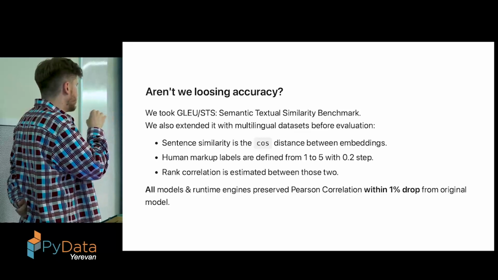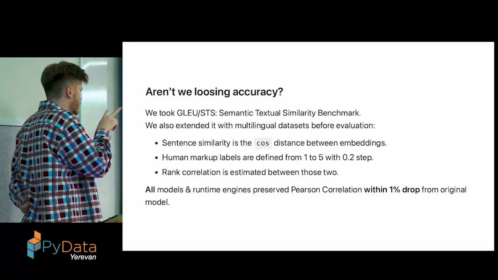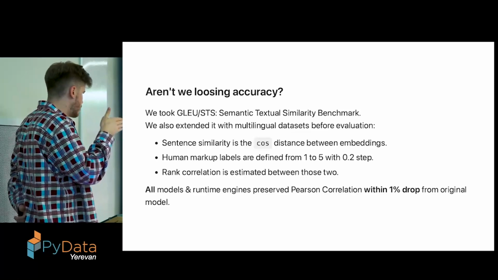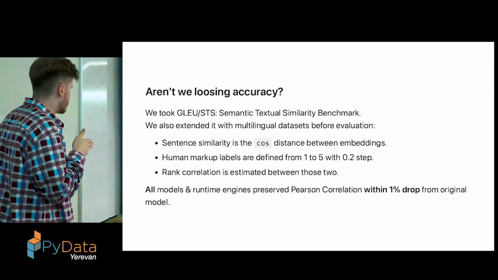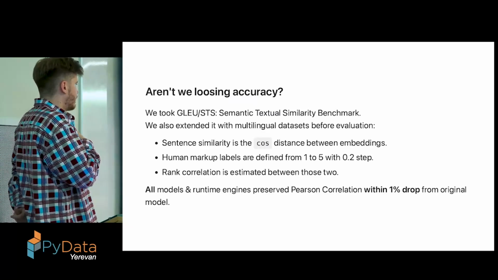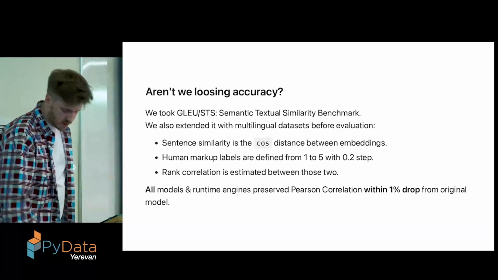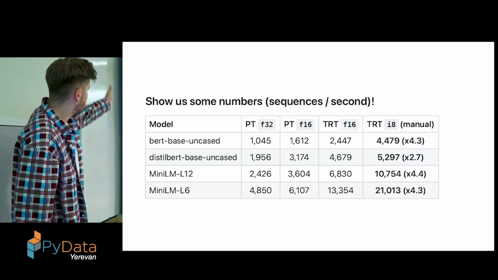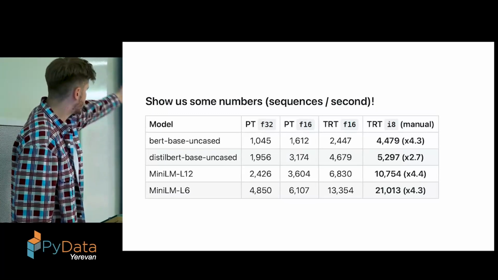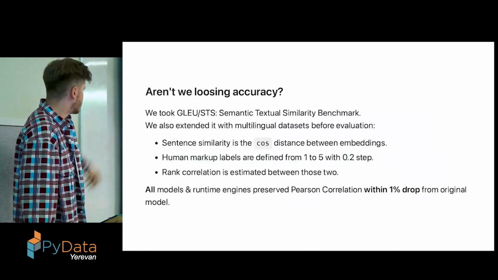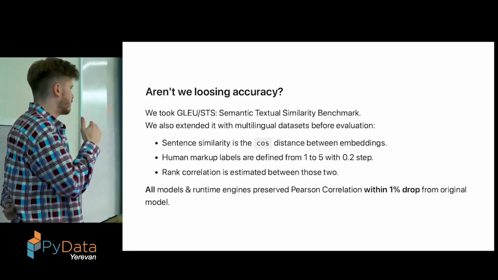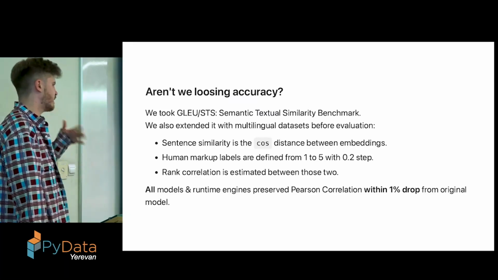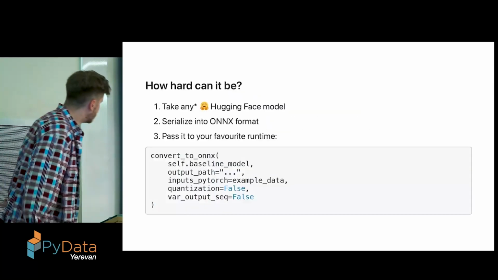Humans decide whether these 2 sentences are similar and give a score from 1 to 5 with a 0.2 step. After that, you measure the rank correlation between them, and for every single result from the previous table, quantization from, for instance, bare PyTorch to TensorRT int8 didn't lose this metric even by 1%. So yeah, there is no significant drop. You actually can control it, but we'll speak about it later.